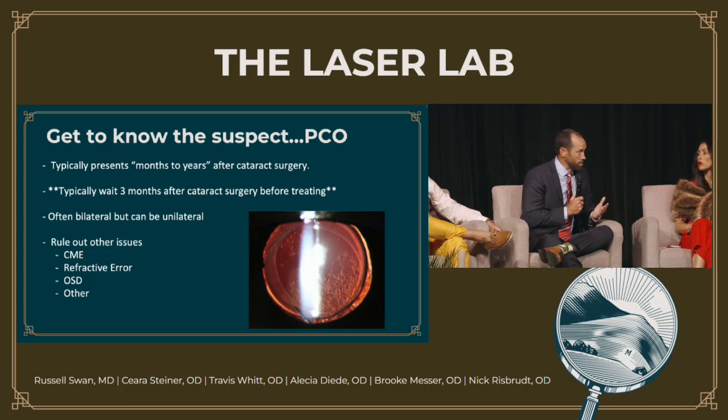like to wait 3 months to make sure that the lens itself is stable, that prematurely going in and removing that PCO, opening up that posterior capsule has a potential to cause a little bit of a lens shift, prescription shift.